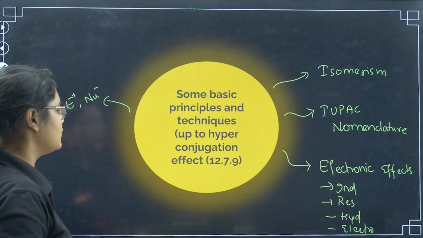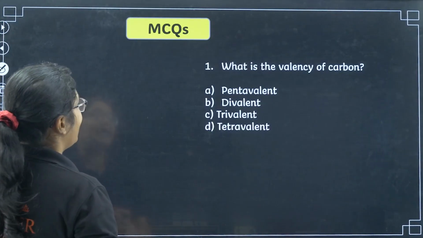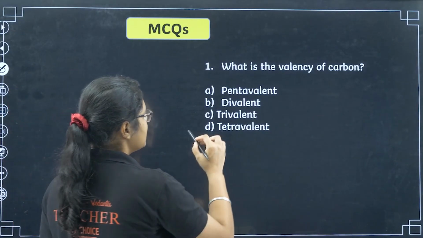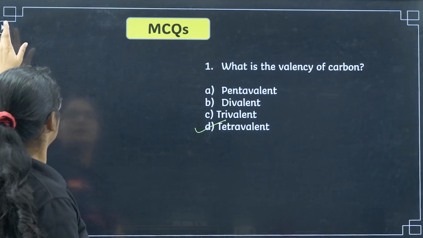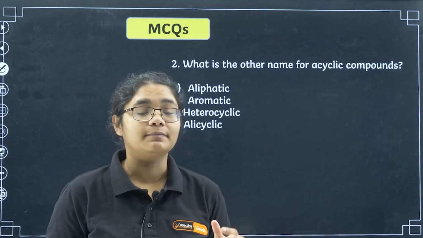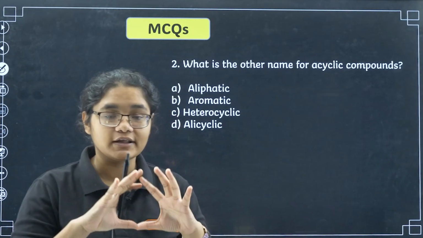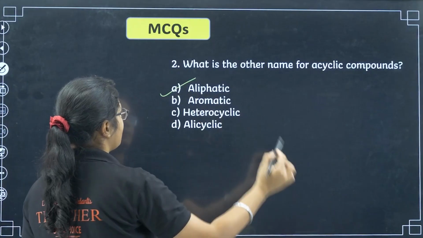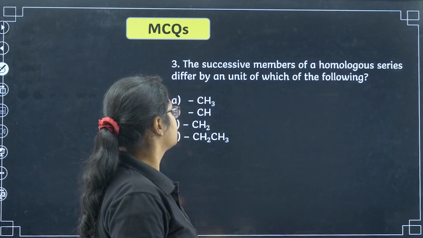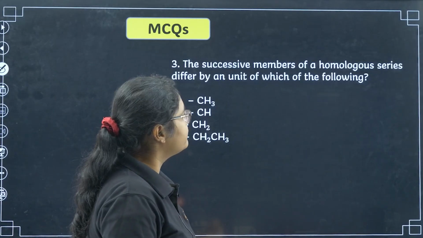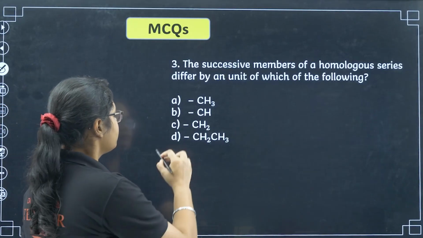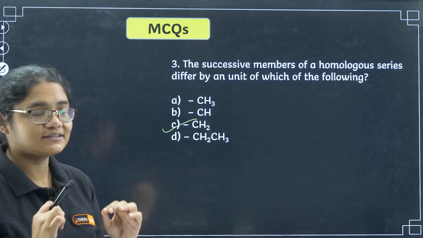So let us now see certain MCQs first. What is the valency of carbon? Very simple question. Valency of carbon is 4, so it is tetravalent. Next, what is the other name of acyclic compounds? Acyclic compounds means those which are not cyclic, not in a ring form. So these are called aliphatic compounds, option A. Next, the successive members of the homologous series differ by a unit of which of the following? They differ by a unit of CH2, that is option C.